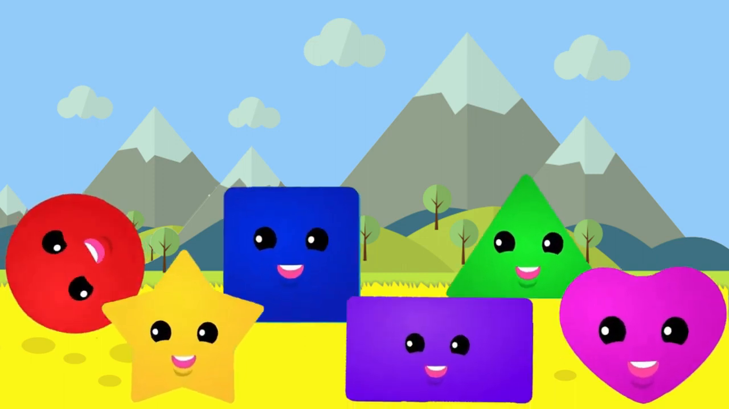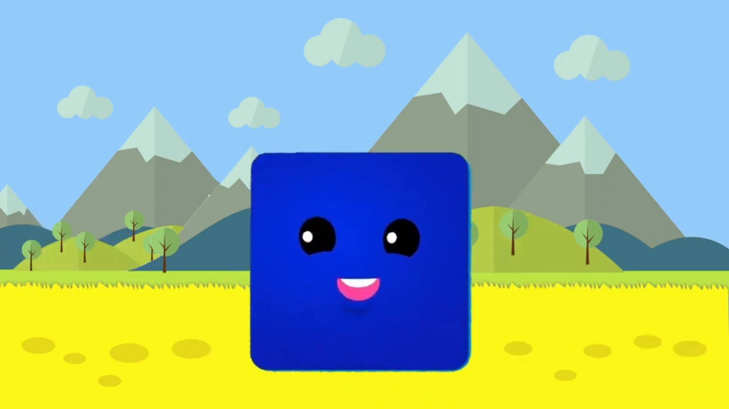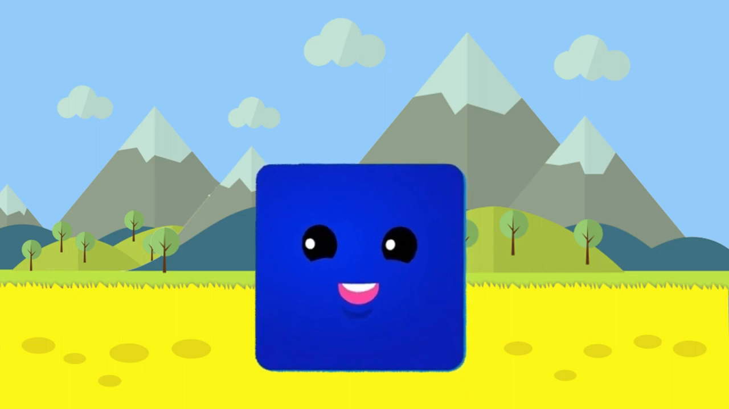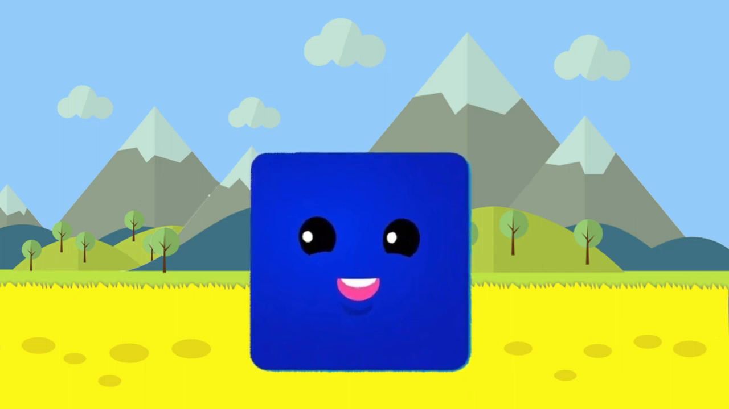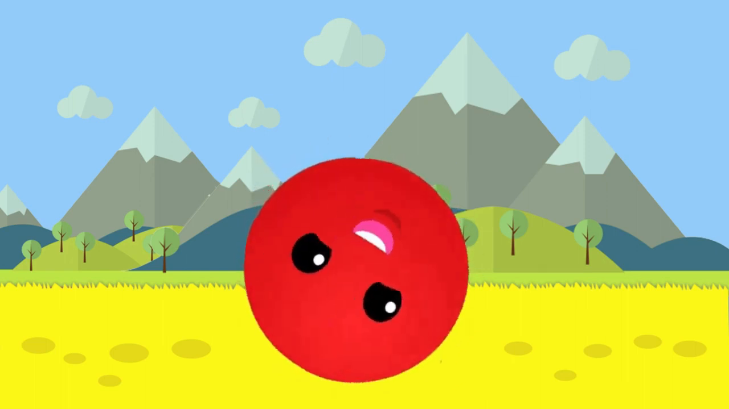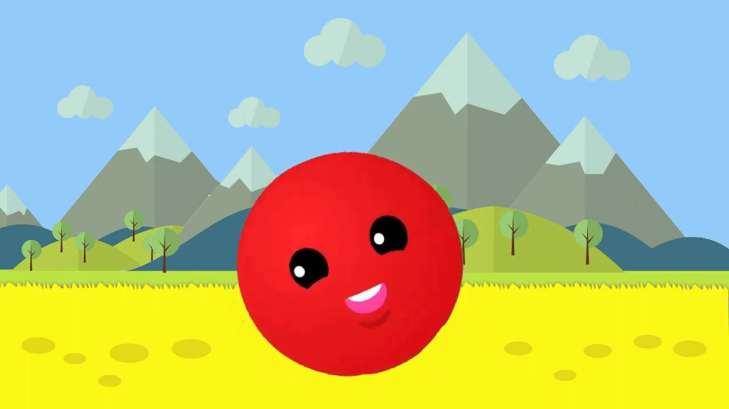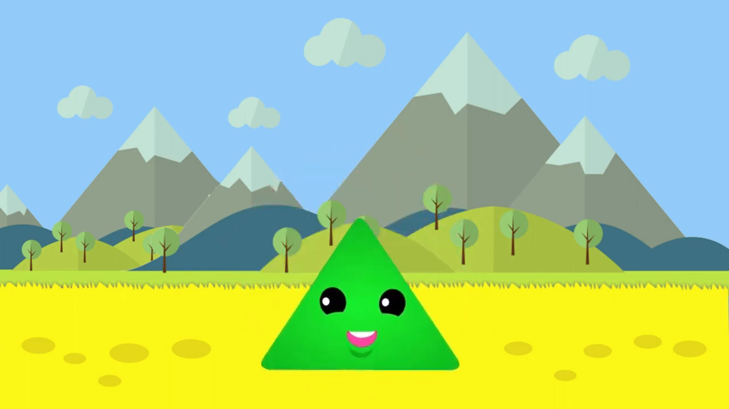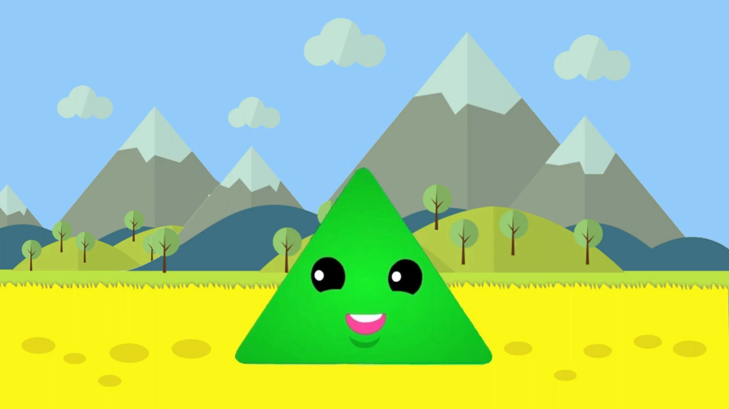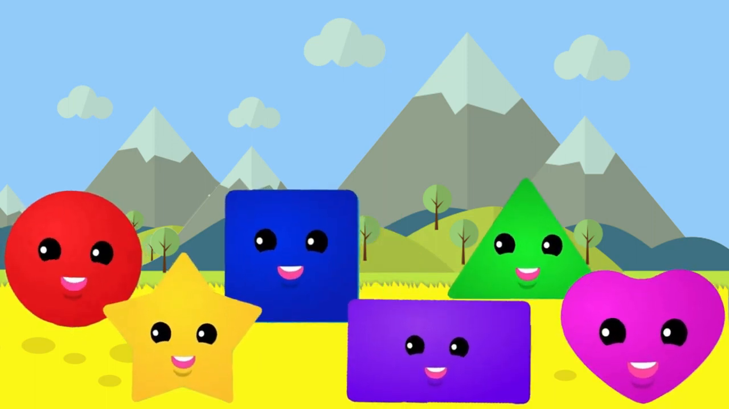We are shapes. You can see us everywhere. I'm a square. You can see me everywhere. I have four sides. I'm a square. I'm a circle. I go round and round and round. I have only one side. I'm a circle, round and round. I'm a triangle. I'm a pointy little shape. I have three sides. I'm a triangle.